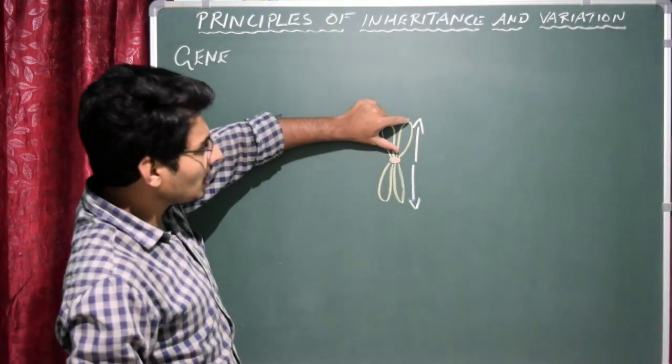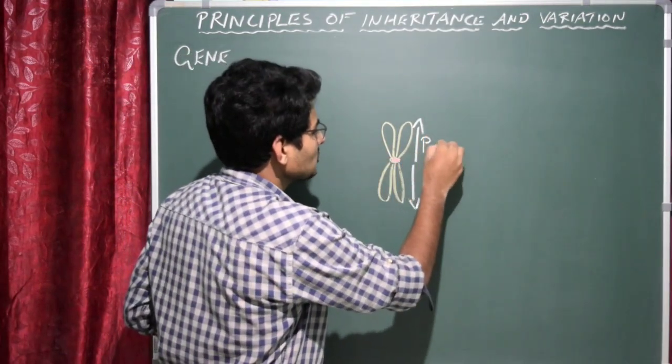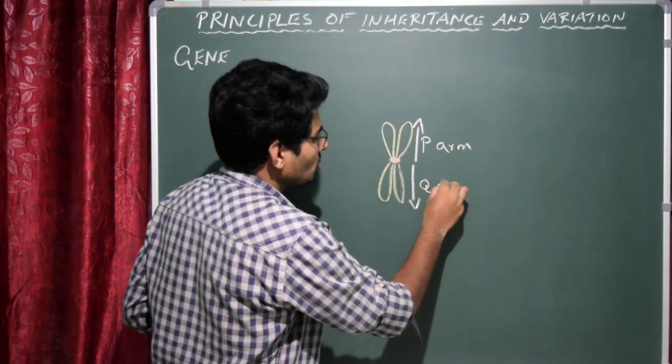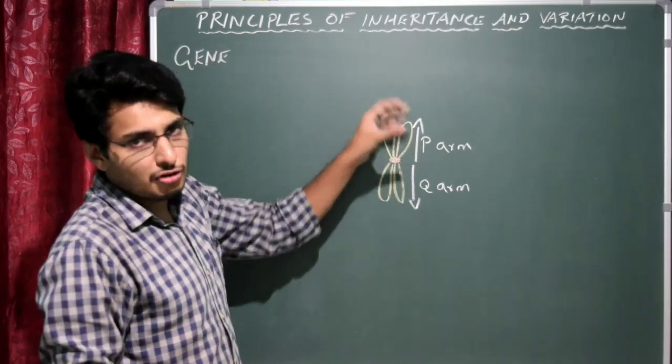So this is the shorter arm, this is actually the longer arm. The shorter arm of the chromosome is called the P arm, remember it. And the longer arm of the chromosome is called the Q arm. Okay, P arm, Q arm. You may get this question for your NEET actually.